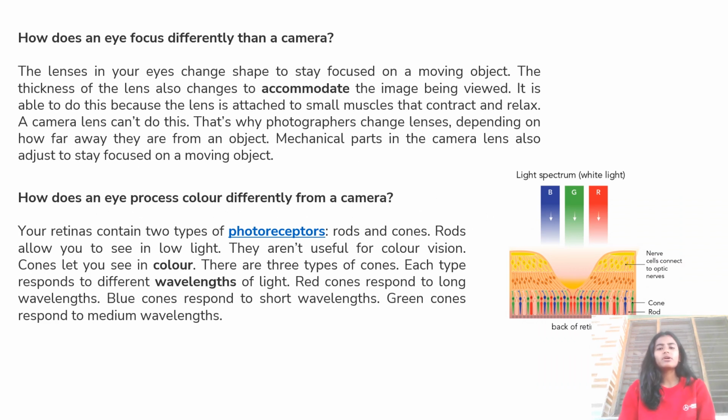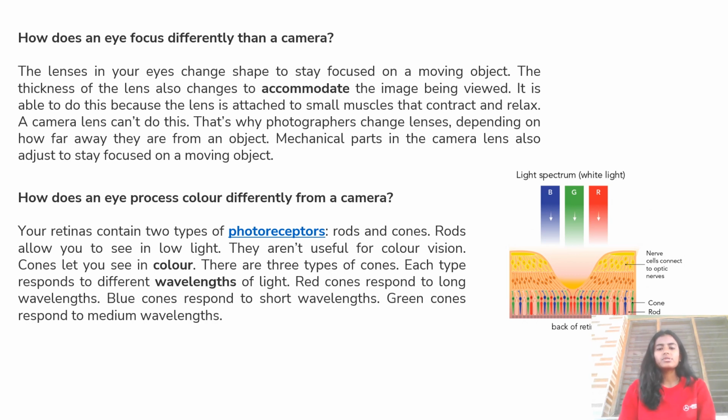How does an eye focus differently than a camera? The lenses in your eyes change shape to stay focused on a moving object. The thickness of the lens also changes to accommodate the image being viewed. It is able to do this because the lens is attached to small muscles that contract and relax. A camera can't do this, which is why photographers change lenses depending on how far away they are from the object. Mechanical parts of the camera lens also adjust to stay focused on a moving object.